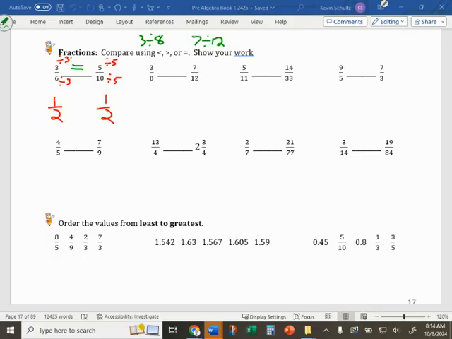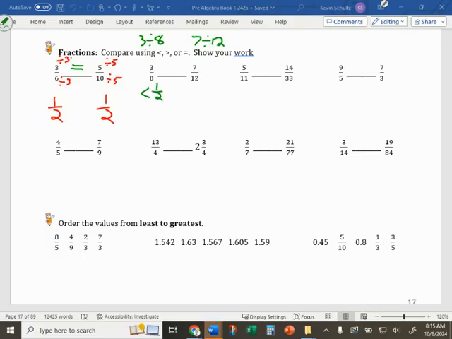So think about the score 3 out of 8. Is that above or below half? Below, right? If you got half the questions right, you've gotten 4 out of 8. You got 3 out of 8, so this is less than 1/2.